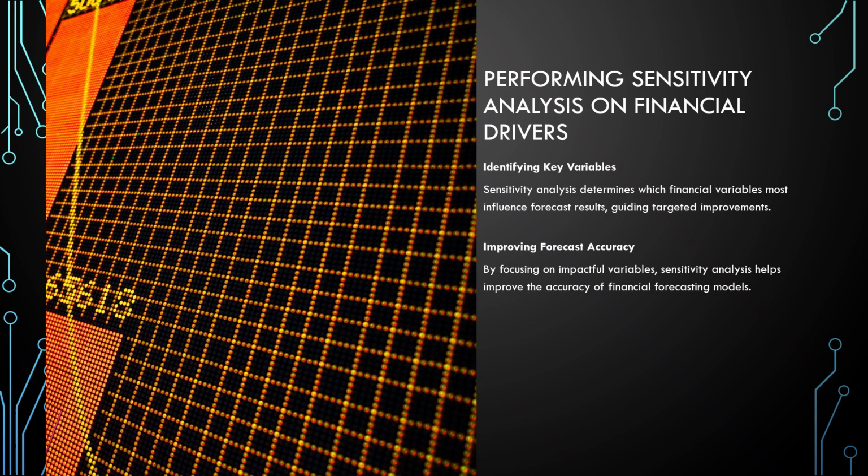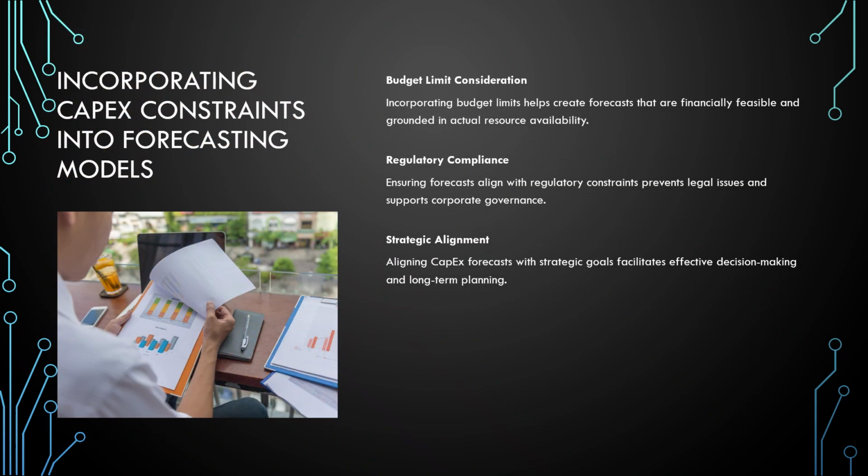Sensitivity analysis identifies which variables have the greatest impact on forecast outcomes, helping prioritize focus areas for accuracy improvements. Accounting for budget limits and regulatory constraints on capital expenditure ensures realistic and actionable forecasts while maintaining compliance and strategic alignment.